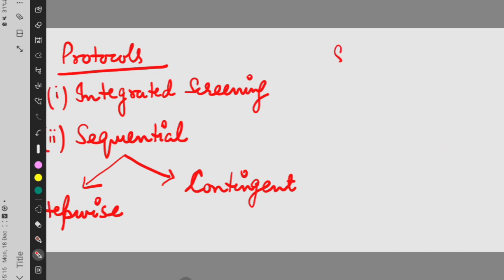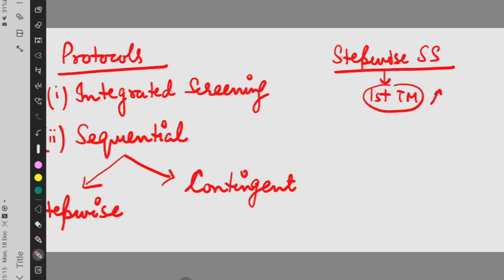Now let us talk about stepwise sequential screening. In stepwise sequential screening, all patients undergo first trimester screening. In first trimester screening, better to get a combined screening done because it has a high sensitivity of around 92%. Now based on this, there can be three types of reports.